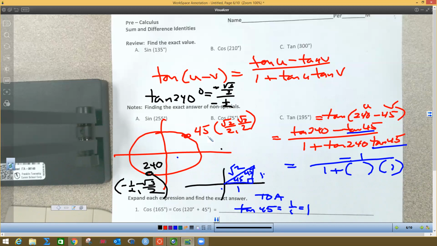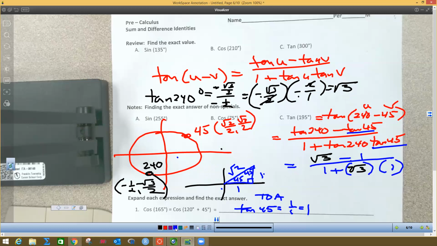Okay, so what do you do when you have a fraction divided by a fraction? Keep the top the same and multiply by the reciprocal of the bottom. So I hope you see this 2 and this 2 reduce. What's a negative times a negative? So this is equal to just radical 3. So I come down here, and wherever the 240 is, I'm sticking in radical 3.